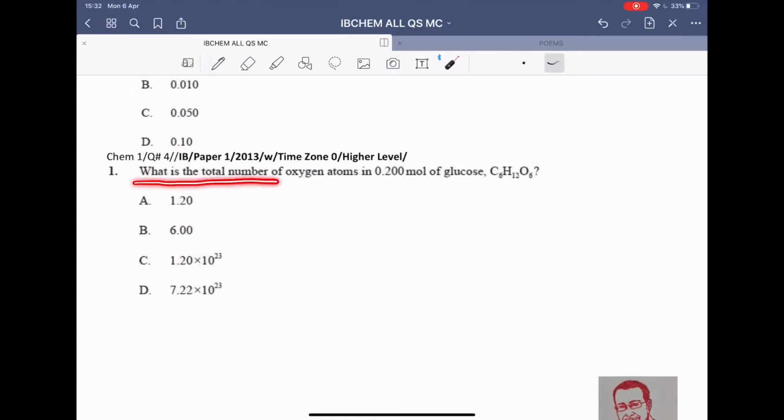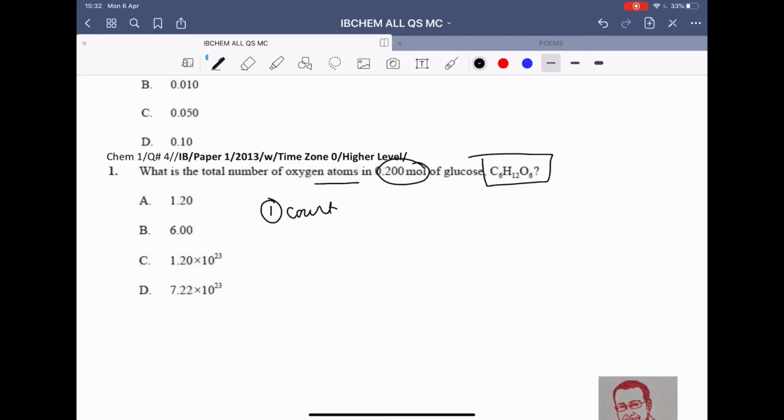What is the total number of oxygen atoms in 0.2 moles of glucose, C6H12O6? This is a common sense question. I'll show you how I calculate it. So the first thing I'm going to do is count how many oxygens there are in glucose. We can see there is 6, so there are 6 oxygens in glucose.